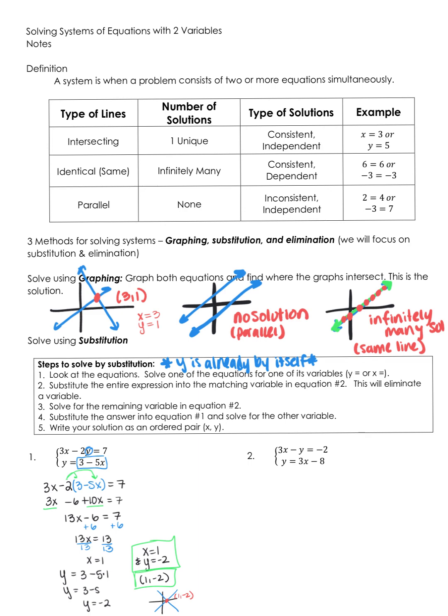Okay, let's look at this example here, number 2. Is this a good candidate for substitution? Is there already one of the variables solved by itself? Yes, the second one. So take that one and plug it into the first equation.